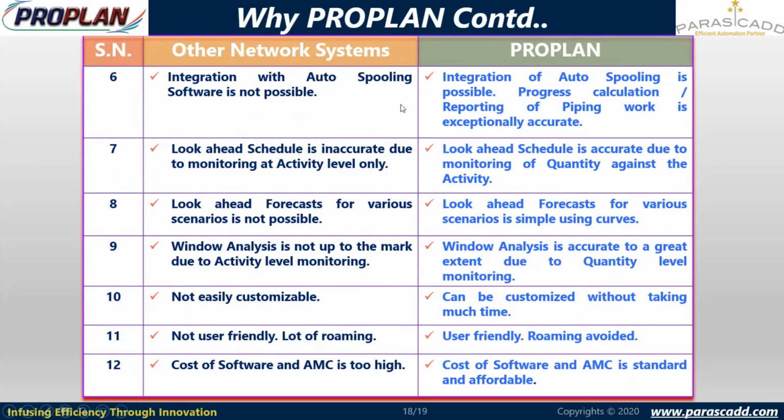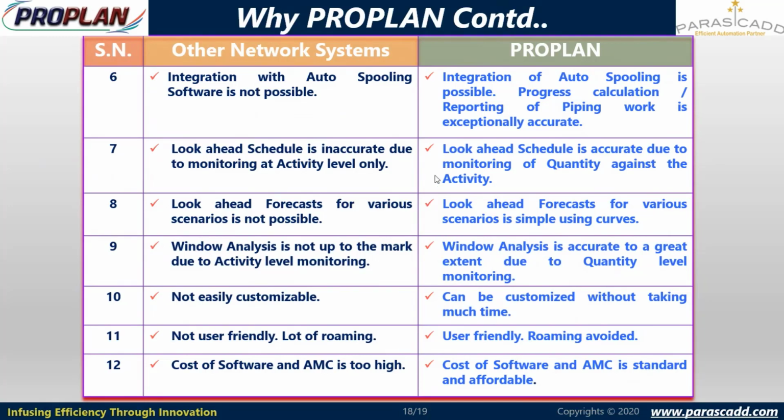In other networking systems, look ahead schedule is inaccurate due to monitoring at activity level only. In ProPlan, look ahead schedule is accurate due to monitoring quantity against the activity. In other networking systems, look ahead forecast for various scenarios is not possible. In ProPlan, look ahead forecast for various scenarios is simple using a curve. In other networking systems, window analysis is not up to the mark due to activity level monitoring, and in ProPlan, window analysis is accurate to a great extent due to quantity level monitoring.